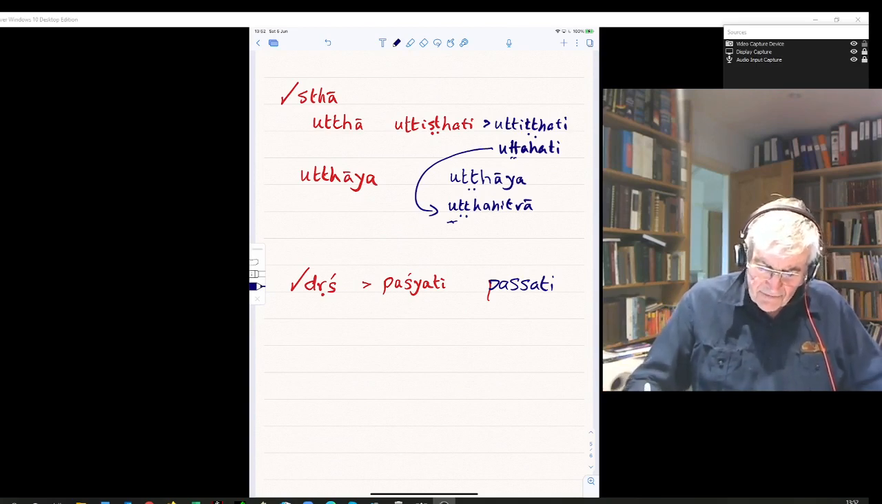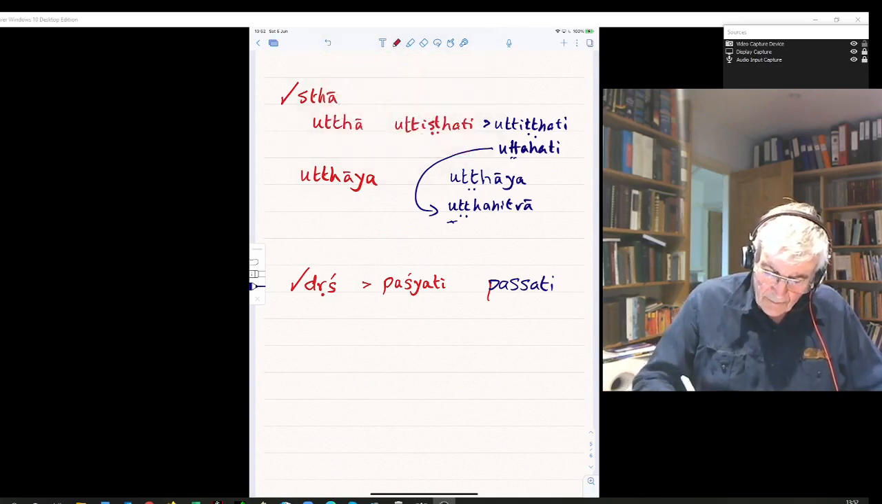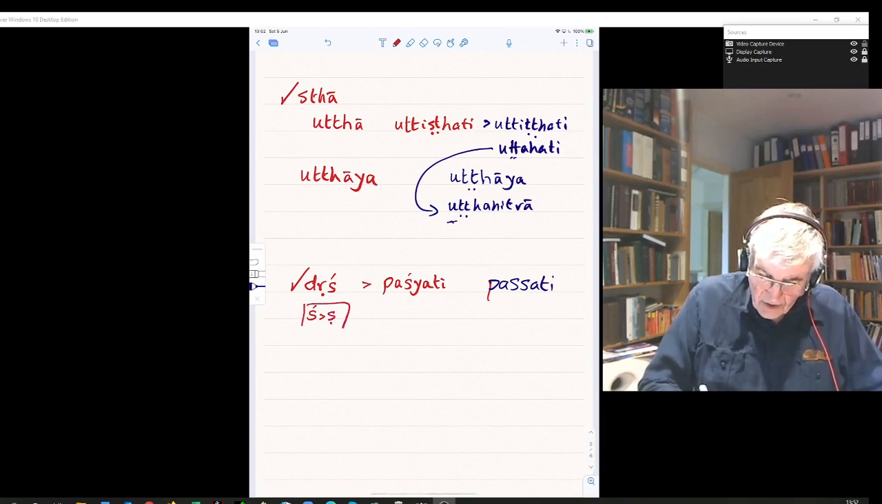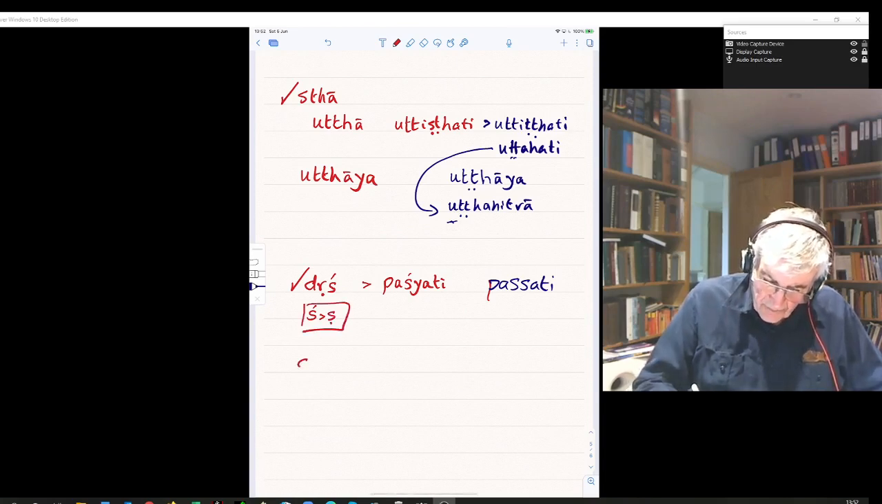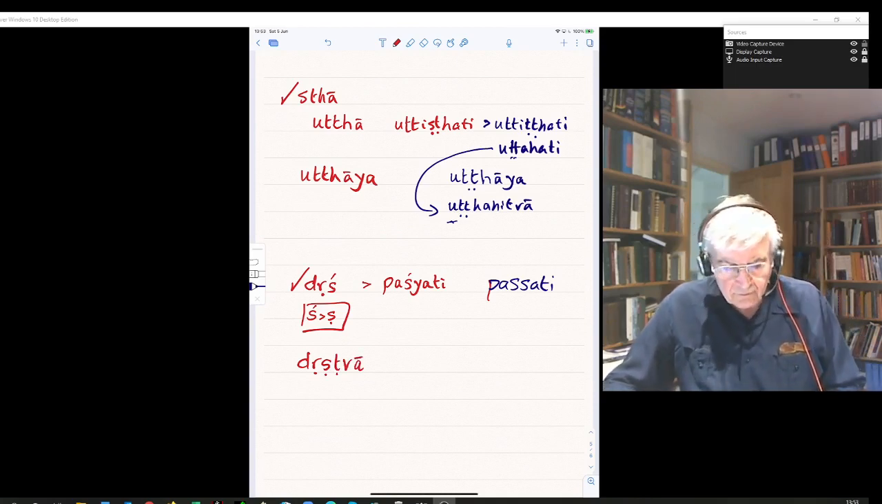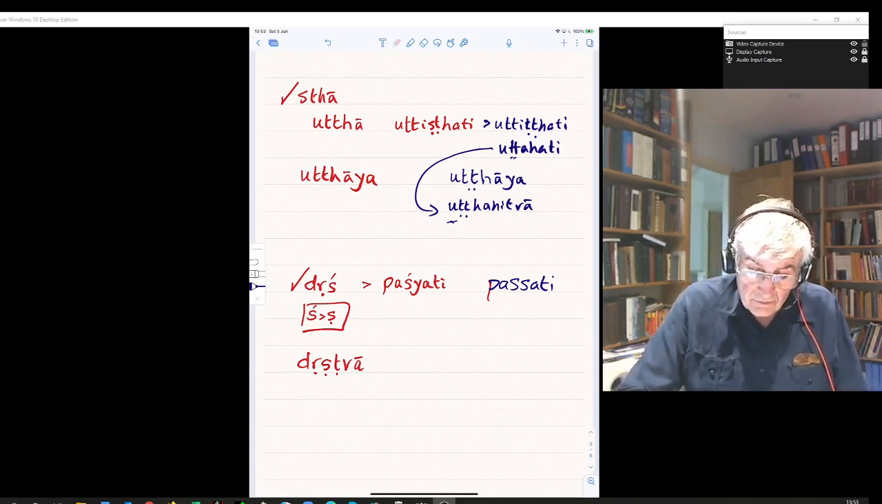The absolutive form in Sanskrit is formed regularly with the ending twa. Note, before a twa, or before any t actually, a sh becomes sh if it's followed by a t. Note that rule. So drish becomes drishtva. Drishtva means having seen. And this is a regular formation in Sanskrit.